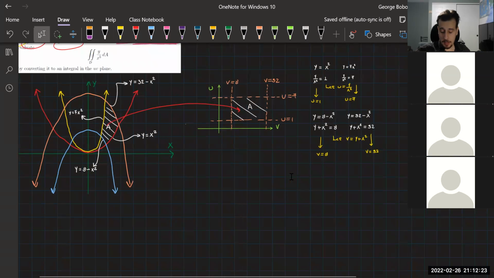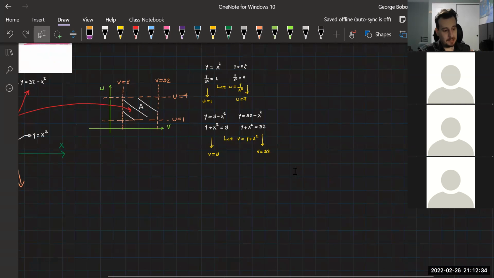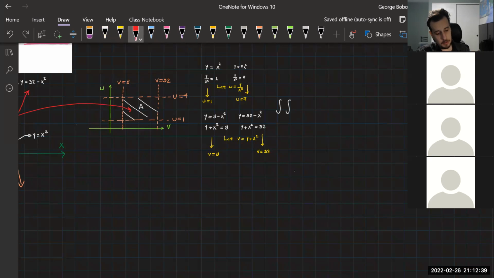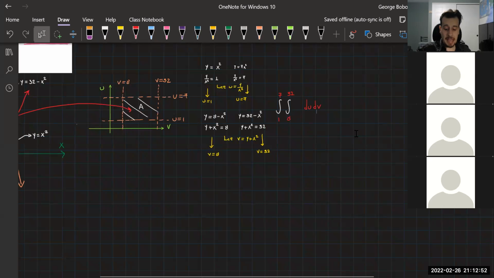How cool is that? Now you're not done yet. Don't get too happy. That's like a third of the work there. We still need a few pieces to this. But at least you have an integral right now that literally goes from 1 to 7 and from 8 to 32 in the du dv world. You see? At least you have that. But what goes here? What goes here? That's the problem, right?